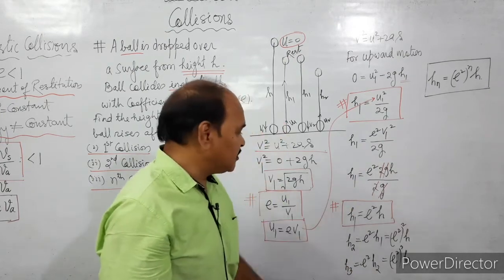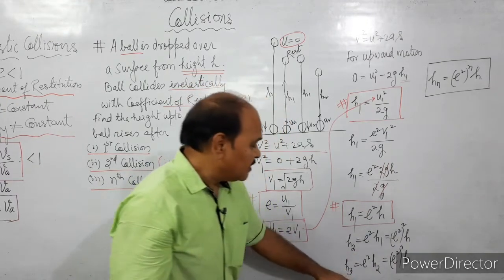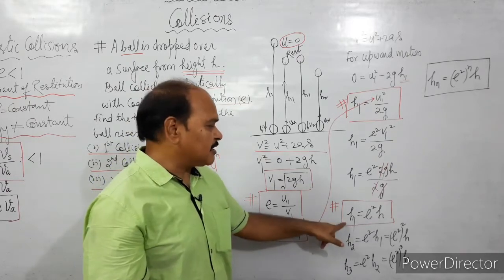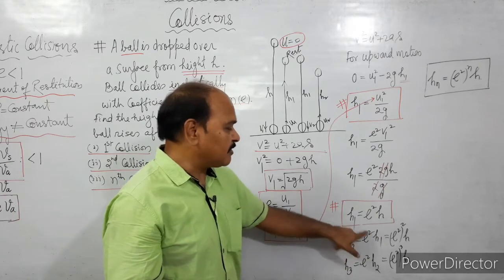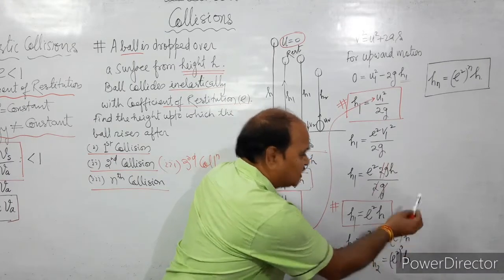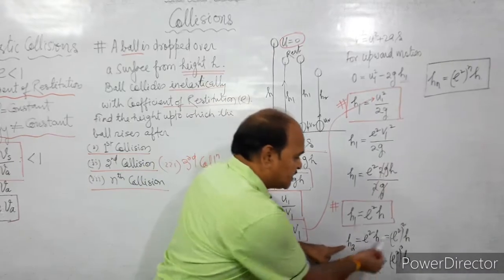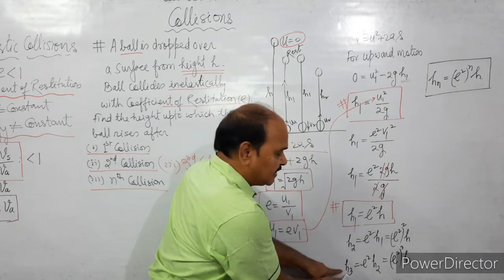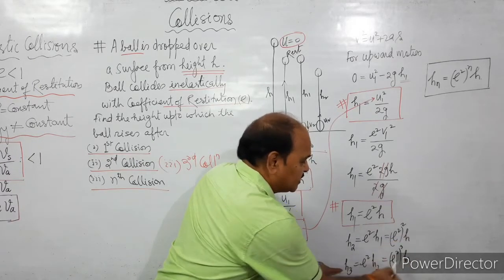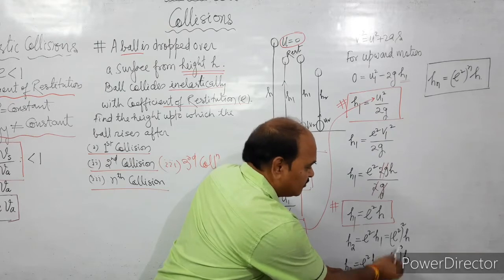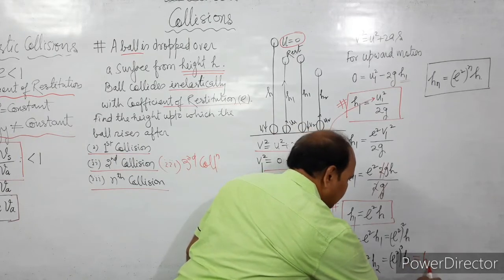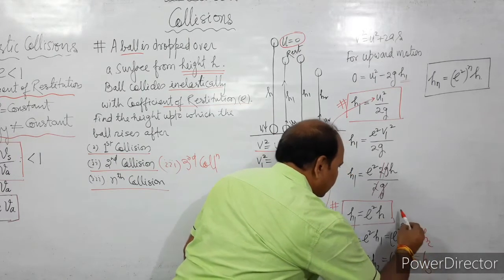And so on. If we continue this, we can get the height after fourth collision, fifth collision, and nth collision. I am going to generalize it. See, h1 is equal to e² h. What is h2? e² h1. And if we substitute this value e² h here, we get h2 as e^(2·2) h, that is (e²)² h. And if we substitute this h2 here, we get h3. h3 is e² h2, and h2 is (e²)² h. Substituting this value here, we get (e²)³ h. So this is height after collision number 3, this is height after collision number 2, and this is height after collision number 1.